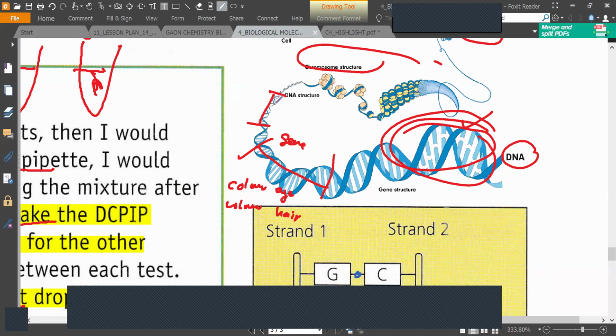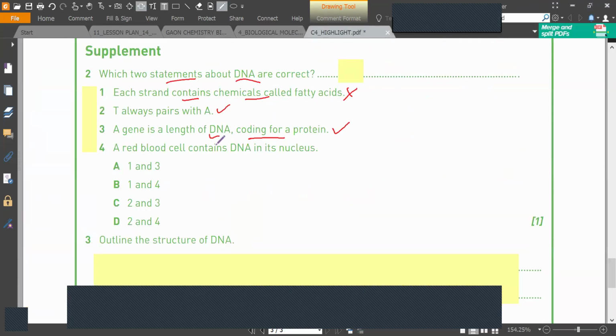We have a gene to make hemoglobin. We have a gene to make the carbohydrate glycogen, something like that. So we have a gene to do everything. Does a red blood cell contain DNA in the nucleus? No, the red blood cell has no nucleus and no DNA. So our answer will be 2 and 3. So our answer is C.